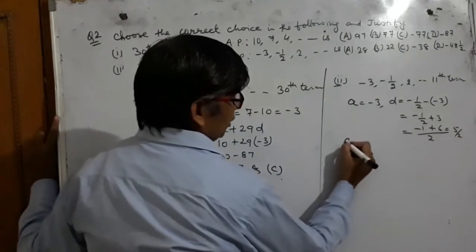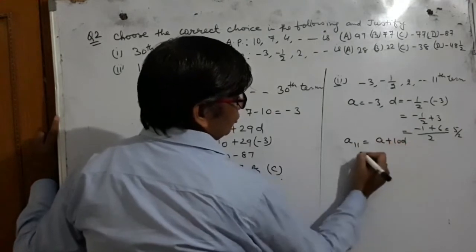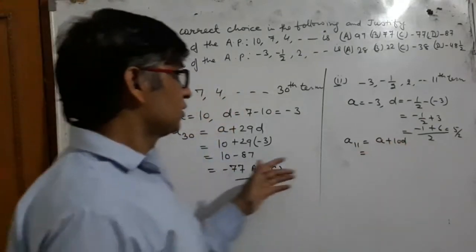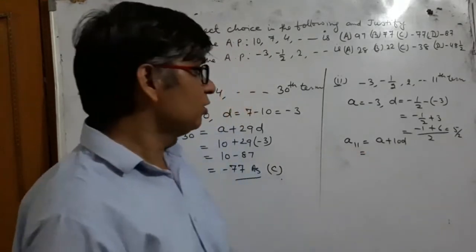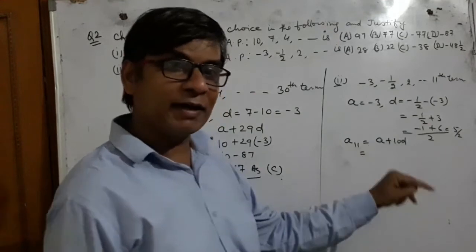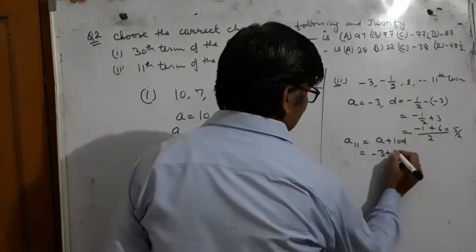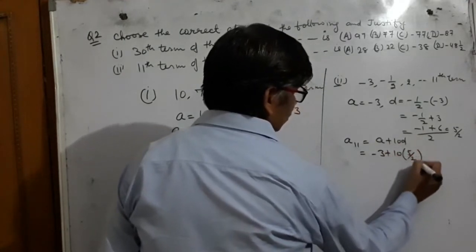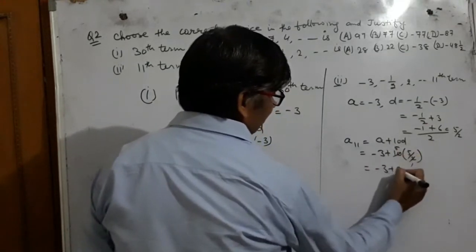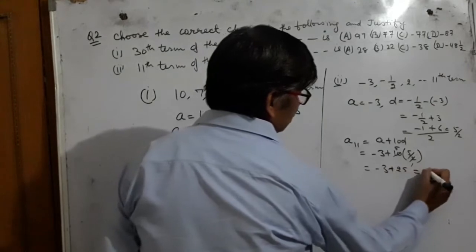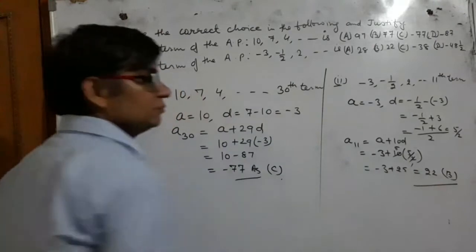Okay. So a11 is A plus 10D. Or we can use the formula an equals to a plus n minus 1 into d. So n is 11, 11 minus 1, 10. So a plus 10 d. A is minus 3, d is 5 upon 2. 2 1 is 2, 2 5 is 10, minus 3, 5 5 is 25. 25 minus 3 is 22. So the B option is correct. Clear?